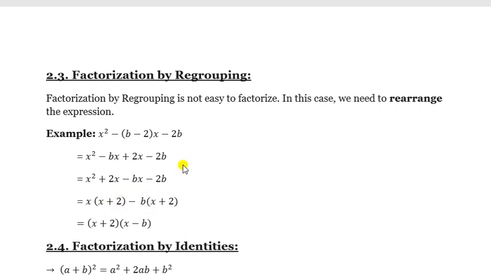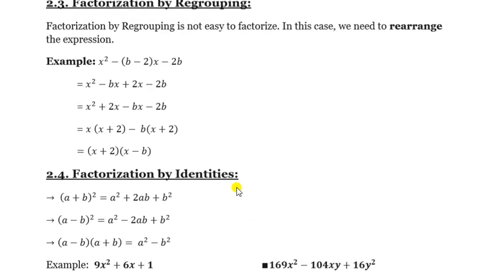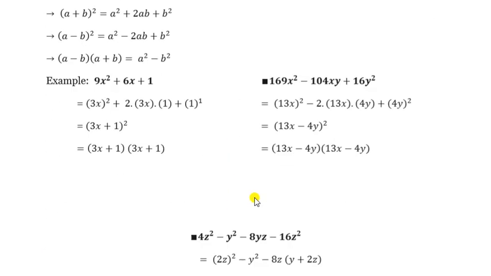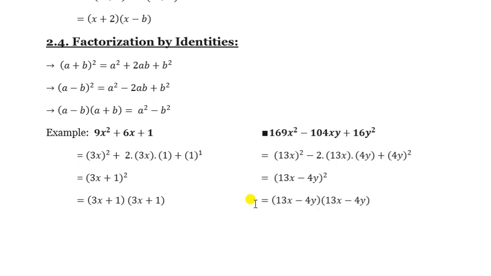Now next, factorization by identities. You know identities? We have learned a few formulas. That is a plus b whole square, that means a square plus 2ab plus b square. Another one is a minus b whole square, that means a square minus 2ab plus b square. And a minus b times a plus b is a square minus b square. In general, with these three formulas we are going to factorize. Okay, so let's see.